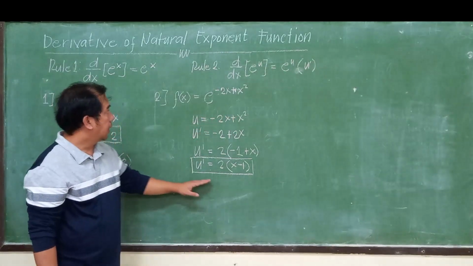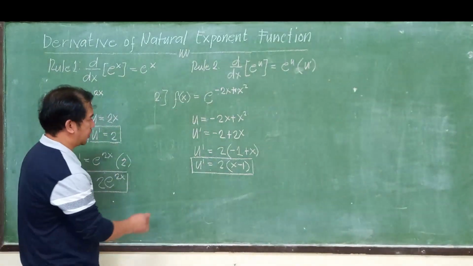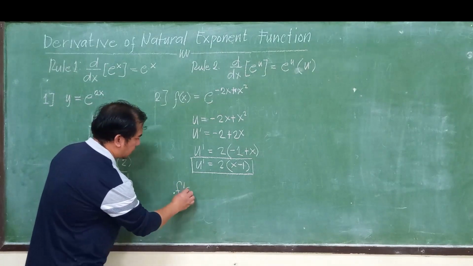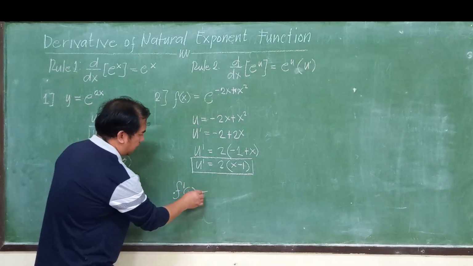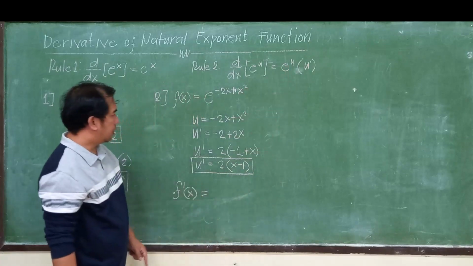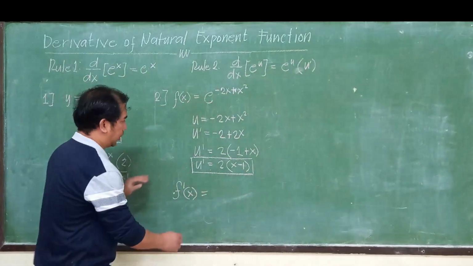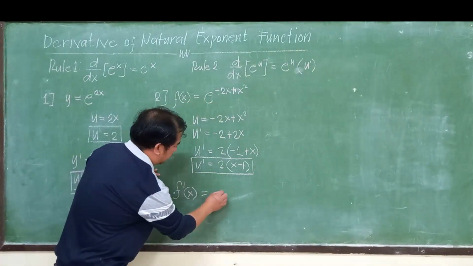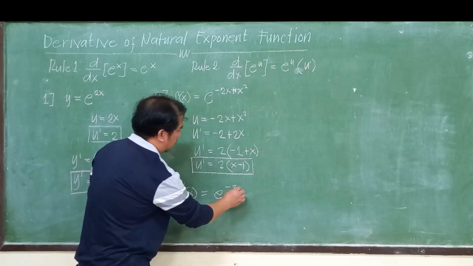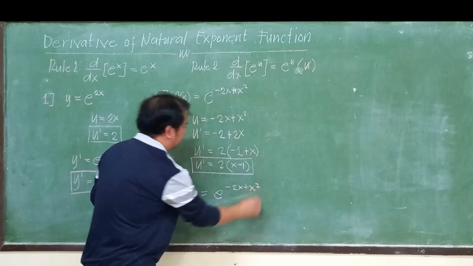Having said that, that's the time we now get the derivative of the whole function. So what is the derivative of the whole function? We say f prime of x. Now what is our e raised to u? Our e raised to u is, of course, the problem itself. So what is the problem itself? We have in here e raised to negative 2x plus x raised to 2.